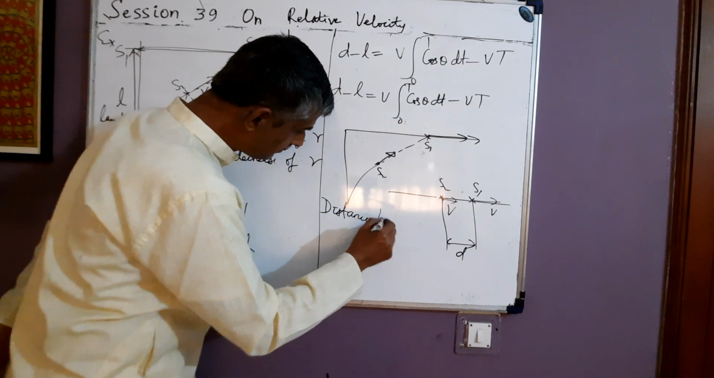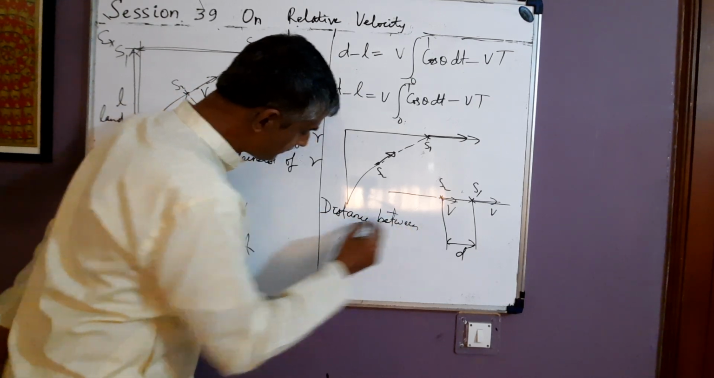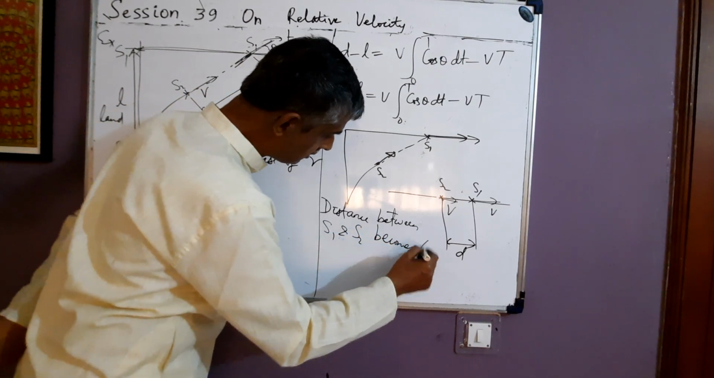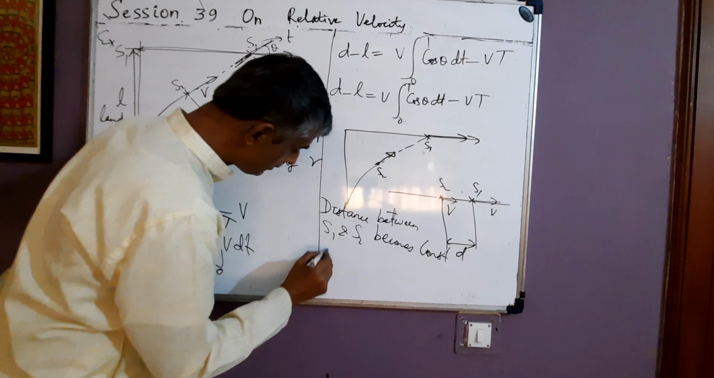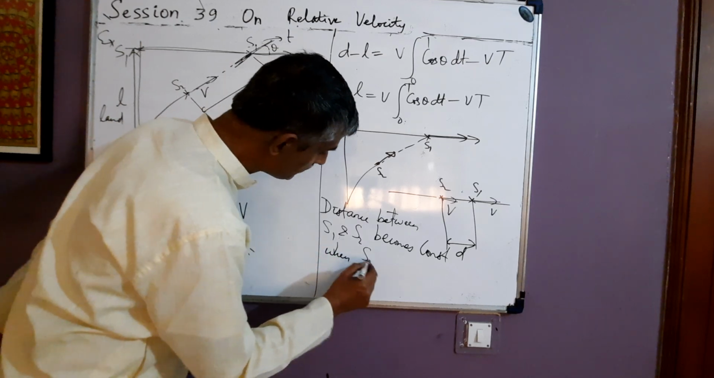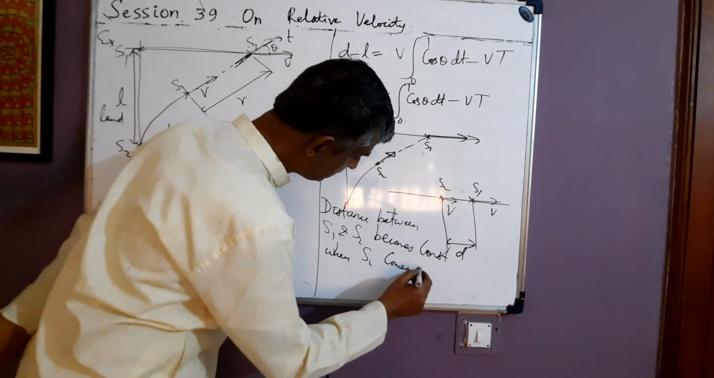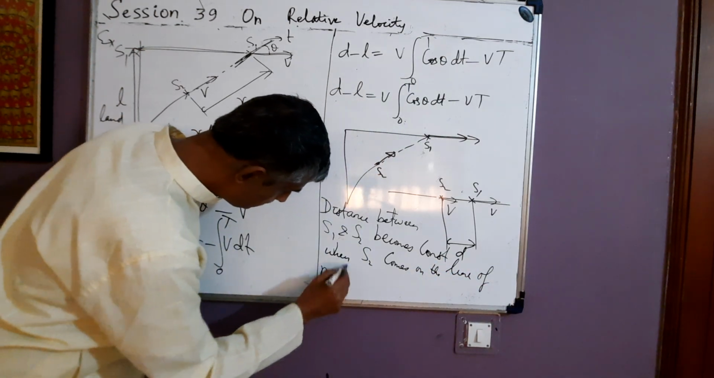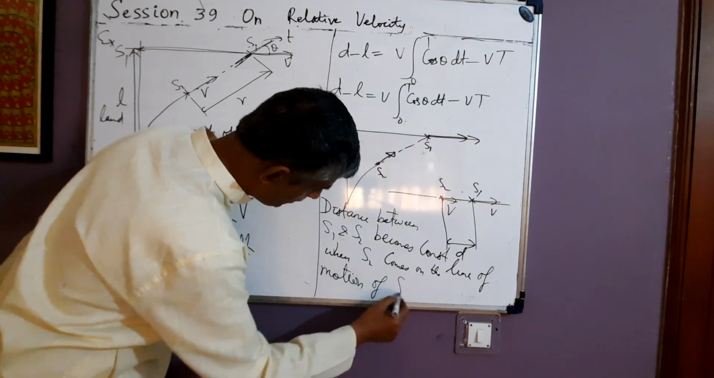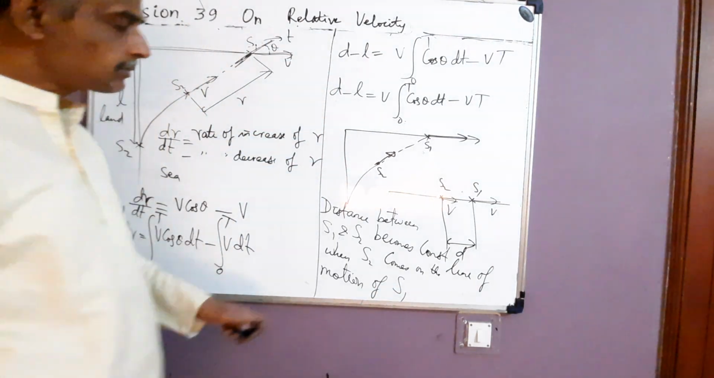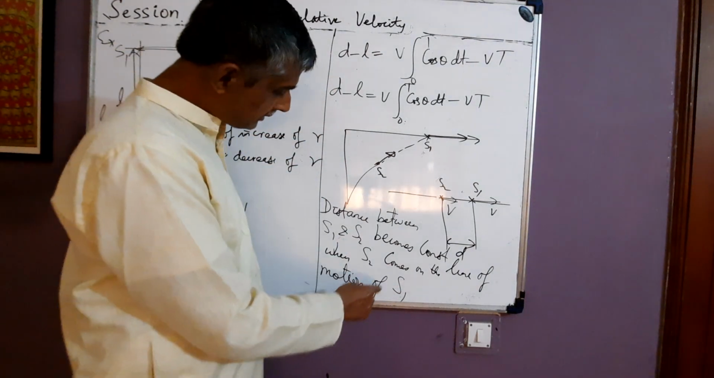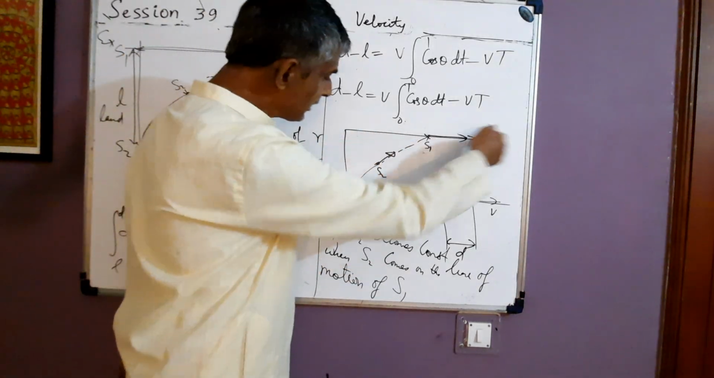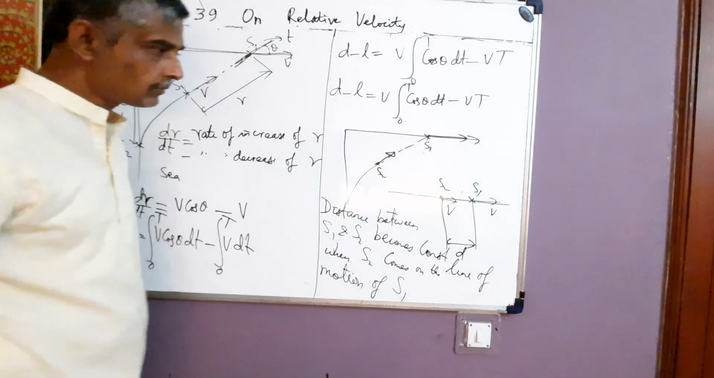The distance between S1 and S2 becomes constant when S2 comes on the line of motion of S1, then the distance becomes constant. So that capital T is the time, starting from the initial moment, after which S2 also comes on the line of motion of S1. That is capital T. Alright.